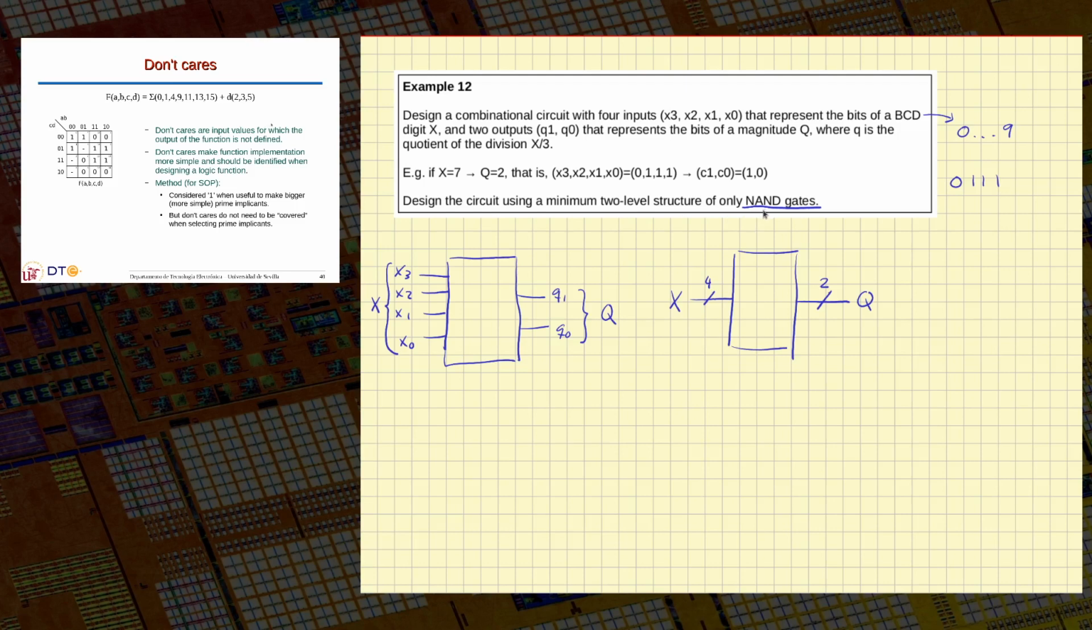So regarding the implementation, the problem says to use only NAND gates, like in the example we did before. Only NAND gates means that we have a circuit of 2 levels of gates, first level with NAND, second level also with NAND. This is equivalent to a circuit with the first level of AND gates and a second level of OR gates. And this one I obtained from a normalized expression as a sum of products. So it means that we only need to optimize my circuit by calculating a minimal sum of products.